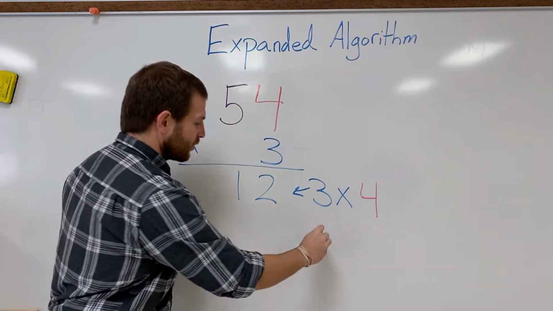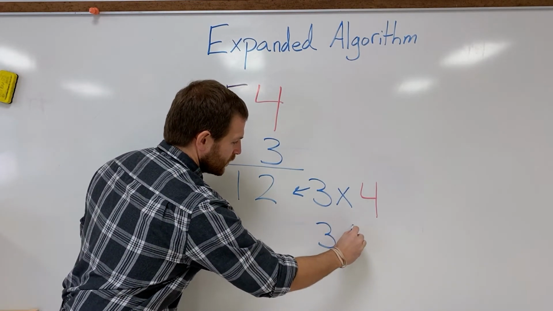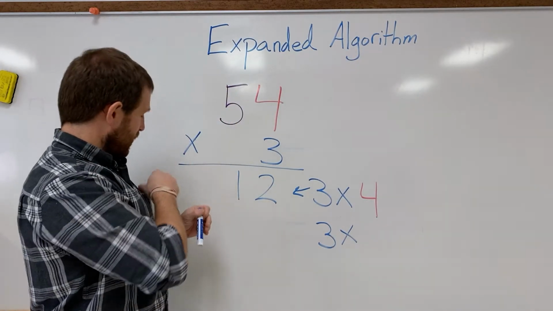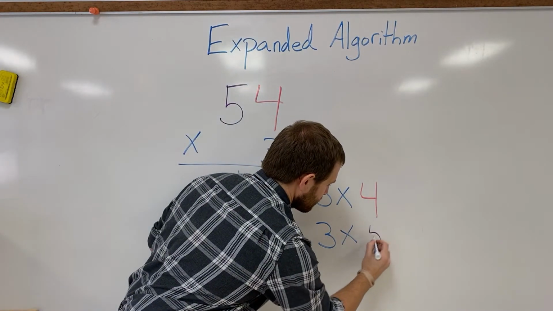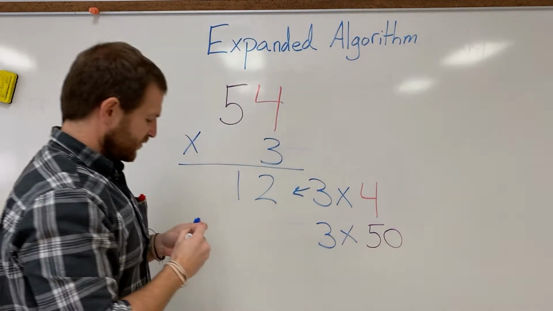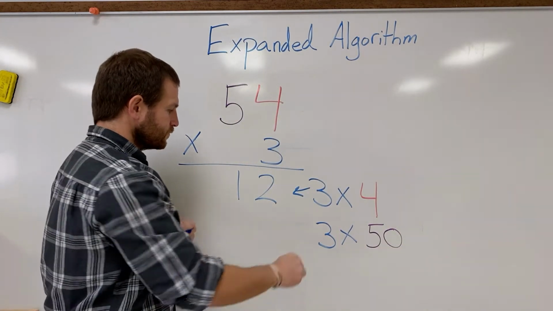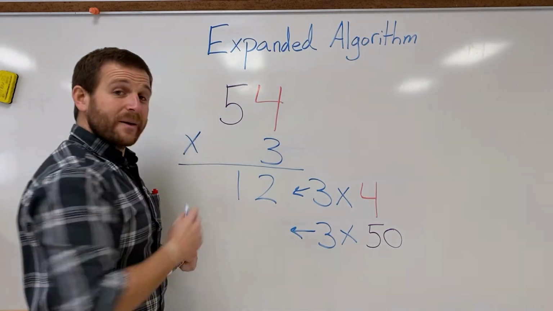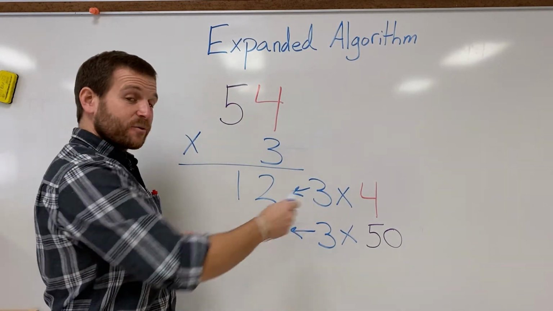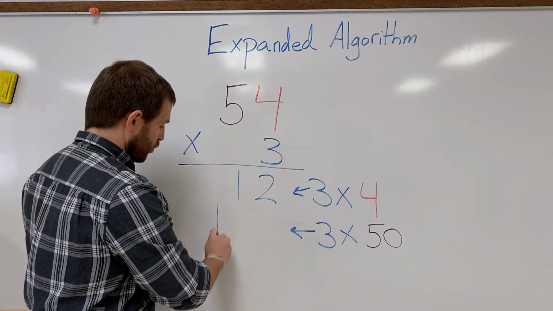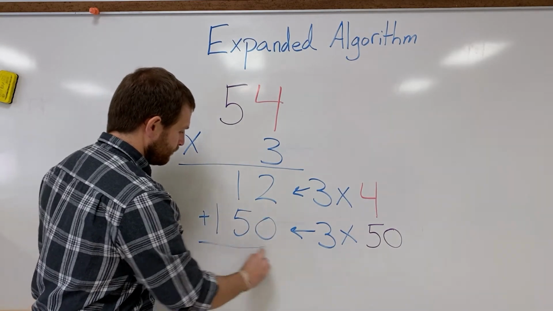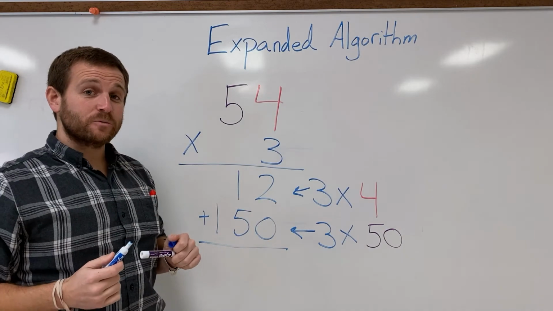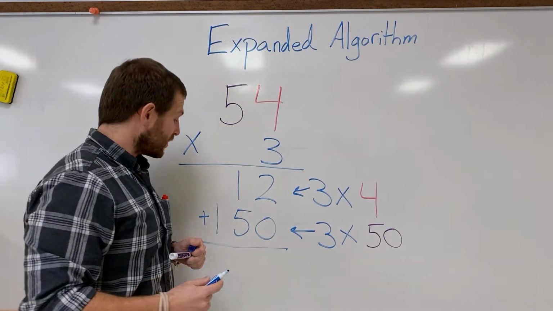So I'm going to step down a row and do 3 times 50. Make sure all my place value positions are lined up. 3 times 50 is going to give me 150. I add my 2 partial products together, and that will get me my final product.